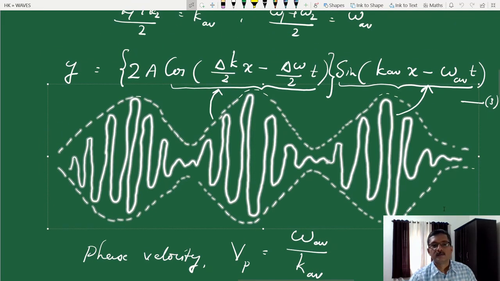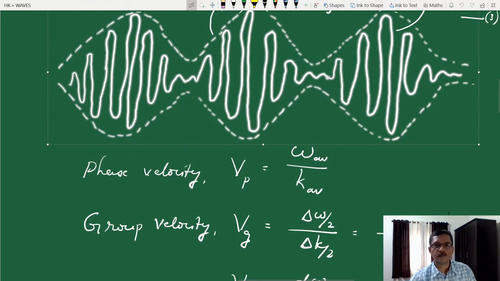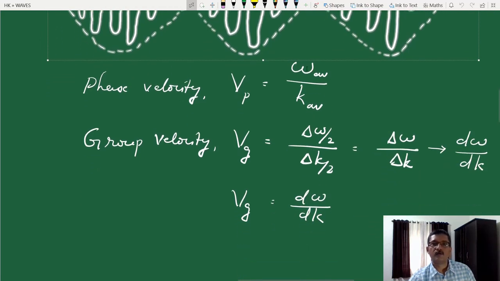Okay. So we have defined, using the simple model, what is the phase velocity of a resultant of a large number of waves. Phase velocity is the ratio of average angular frequency to average wave number. And group velocity is d omega by dk.